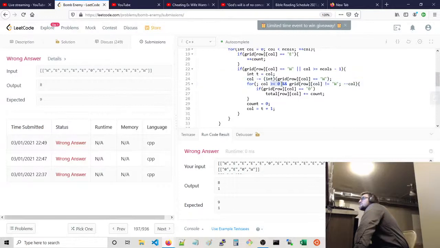And we say, while the column is greater than or equal to 0, and we haven't gotten to a W, decrement the column, which we don't do until we actually use the column. And then if the grid at row, column is a 0, we're going to write to our total the count, which should be 9. And we should go all the way back to 0 right at 9. And then set the count to 0.